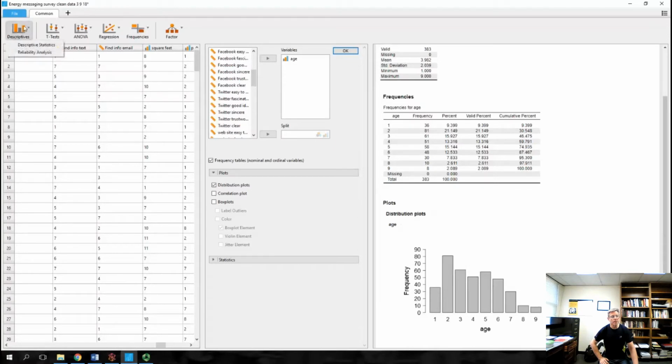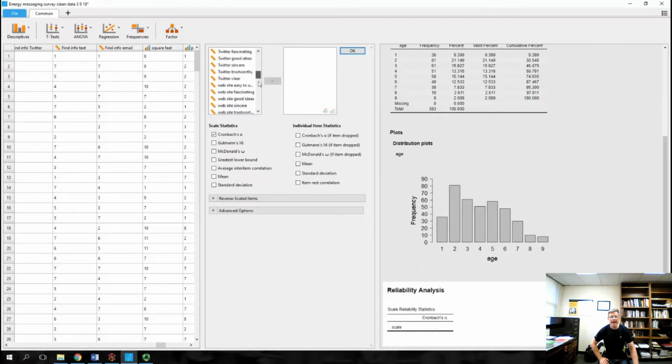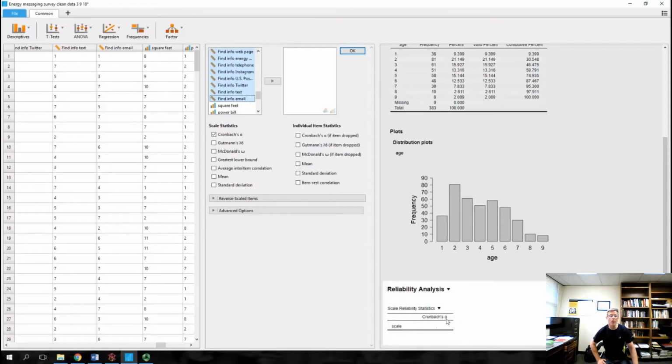Easy, and then remember under descriptive here, reliability analysis was the other test. And again, down here, I'm not going to run this one, I want you to do it, but remember, take the 8. And here were my 8. I called them all find info, but they're the 8 at the end that measure the 8 different types of messaging that people prefer. Click this over here, that will give you a Cronbach's alpha. You test that. Okay, so that's what we're doing on that.